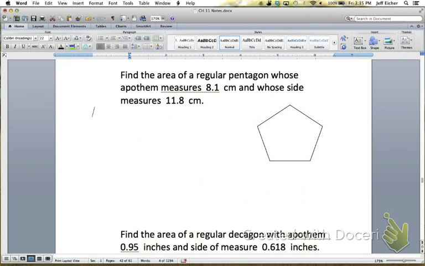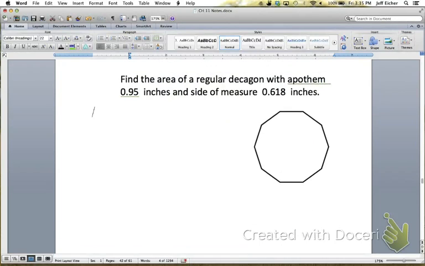The next question is pretty similar to it. Just a regular decagon. So if you want to try to draw your own decagon, you can do that. But again, remember to find the area of a triangle. So the area of a triangle that you're finding, you're given the apothem length here, you're given the side here, and this is the triangle that you'll be finding. Area of that triangle right there.